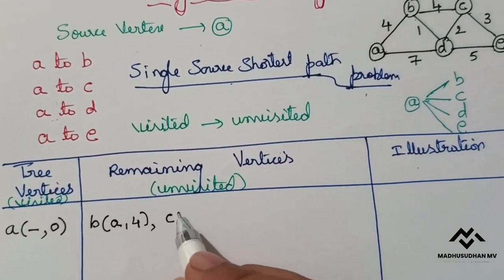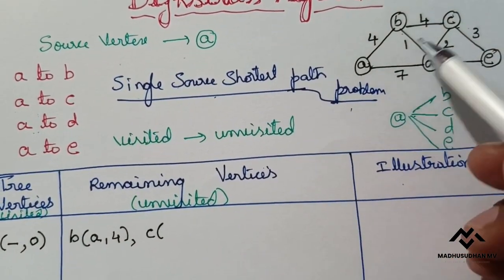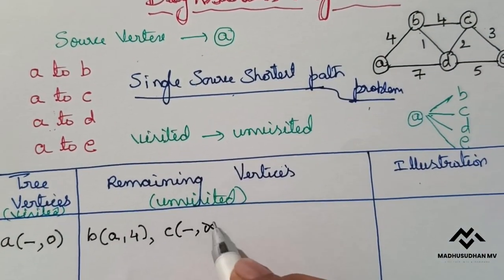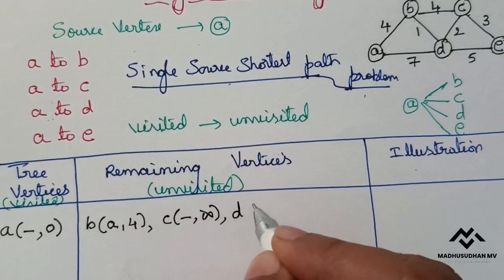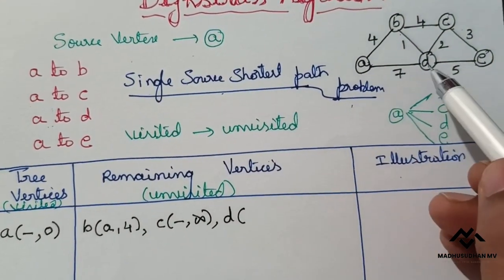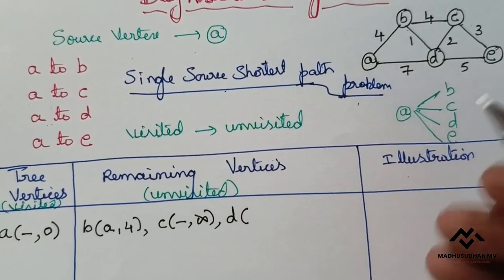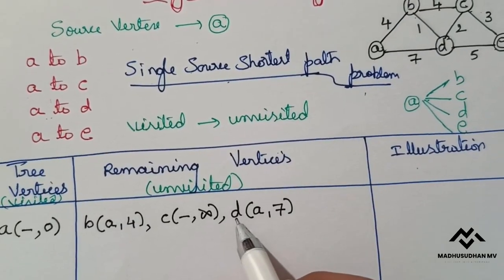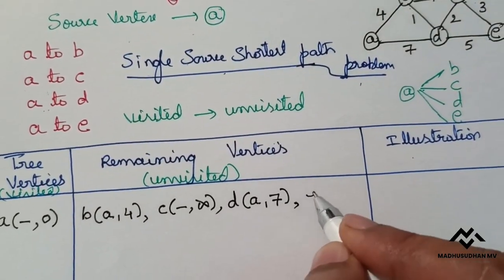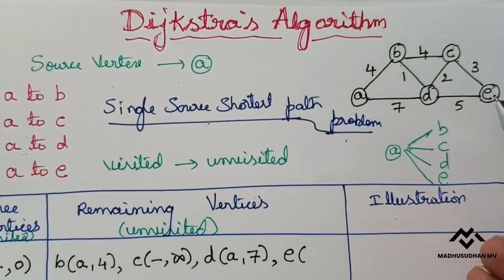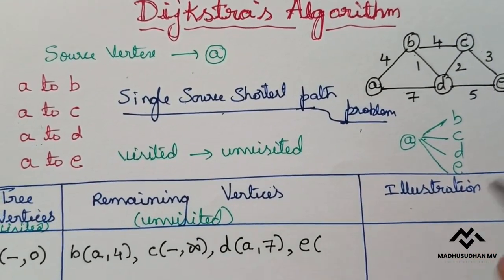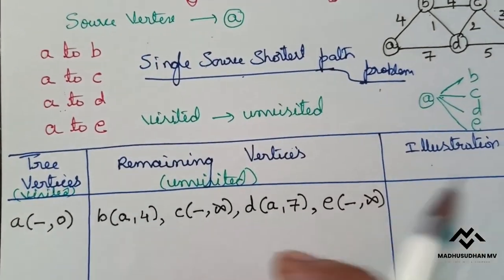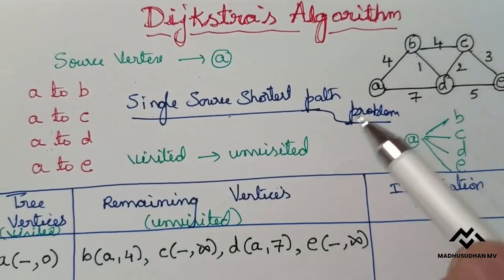Similarly, vertex C. Is C directly connected to A? No. C is not directly connected to A. So what will I write? Dash comma infinity. Next D. Is D directly connected to A? Yes. D is at a distance of 7 from A. So I write A comma 7. That means from A, D is at a distance of 7. Next, the last vertex E. Is E directly connected to A? No, it is not. So I write dash comma infinity. So these are my remaining vertices. Now initially out of these 5 vertices, which one have we selected?